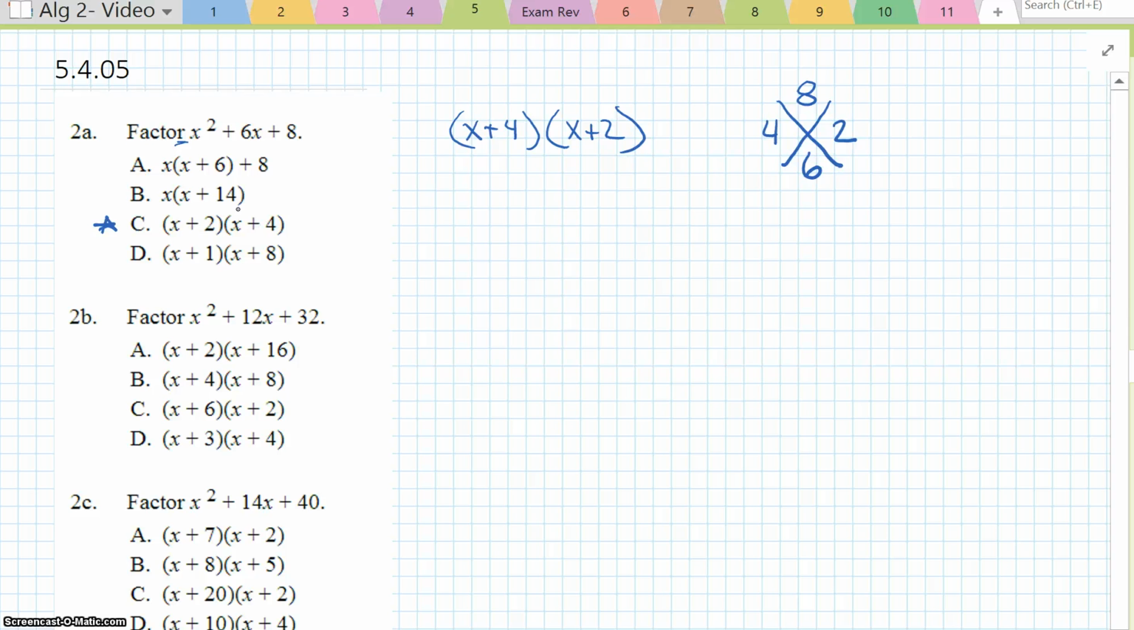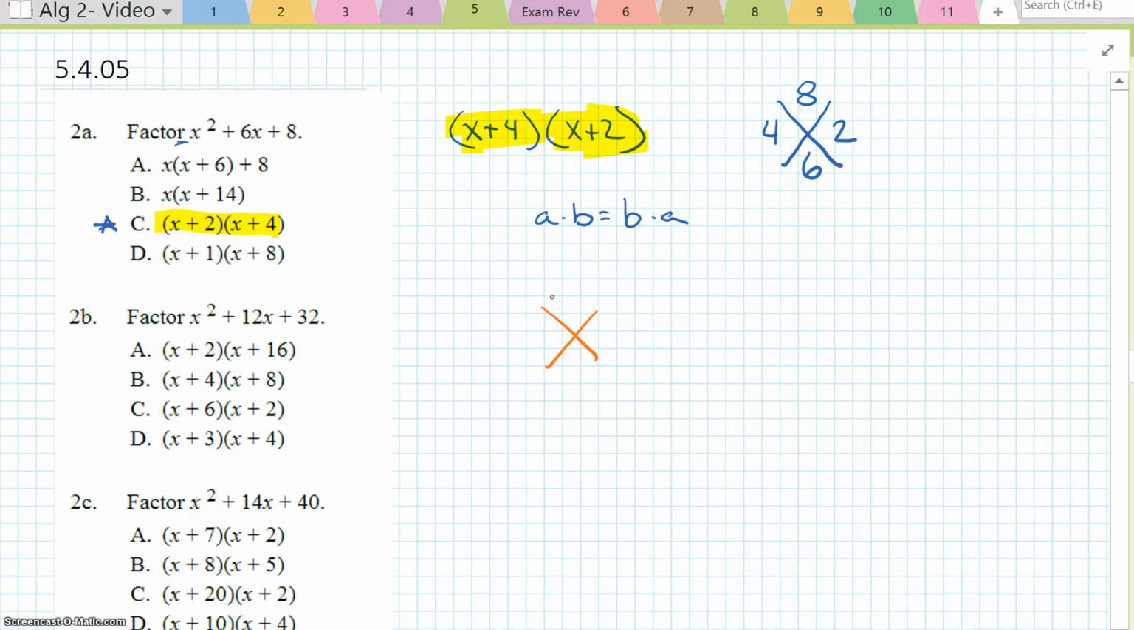Now notice their answer, they have x plus 2 times x plus 4, and I have x plus 4 times x plus 2. Well, remember, the commutative property of multiplication says it does not matter the order. Remember, a times b is the same thing as b times a. Moving on, next example.